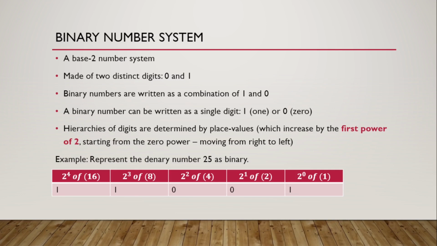The first 1 is in the place value of 2 raised to the power 4, which is 16. The second 1 is in the place value of 2 raised to the power 3, which is 8. The 0 is in the place value of 2 raised to the power 2. Another 0, 2 raised to the power 1. And the least significant bit occupies the place for 2 raised to the power 0.